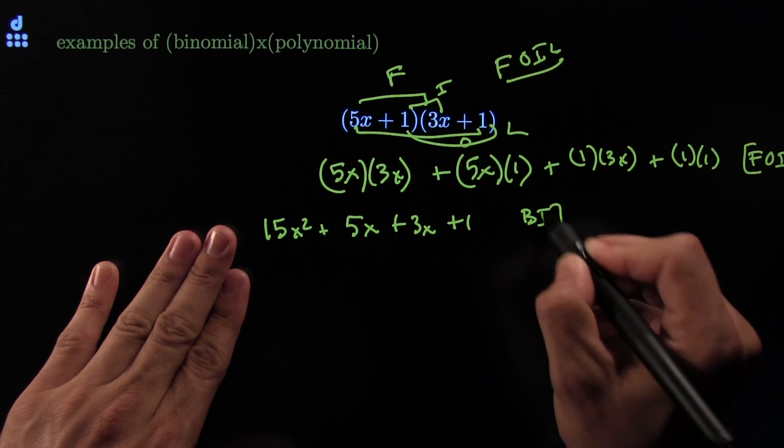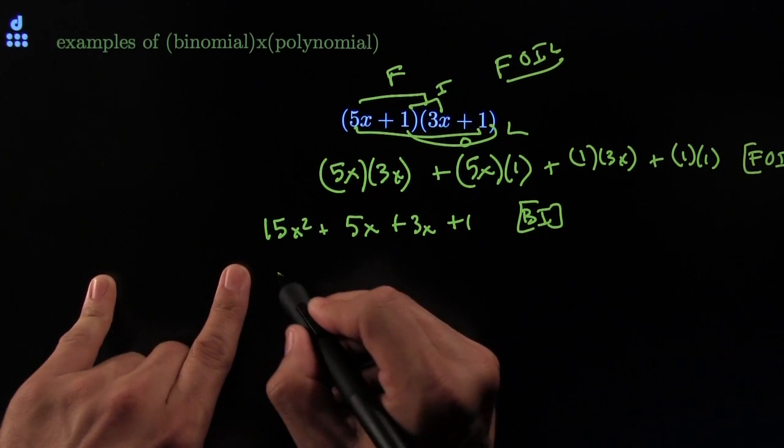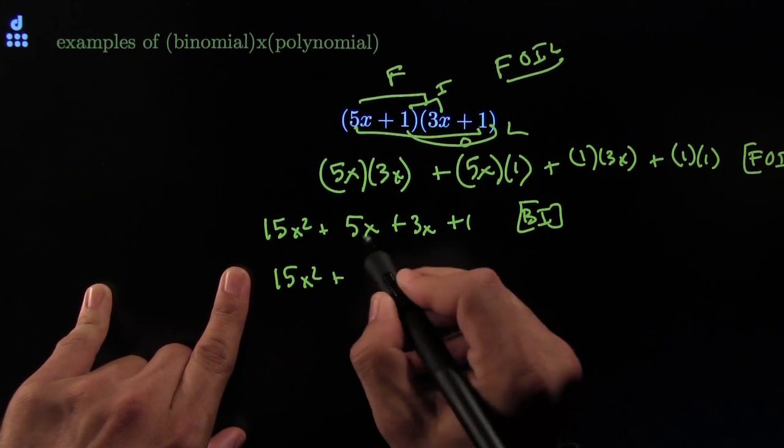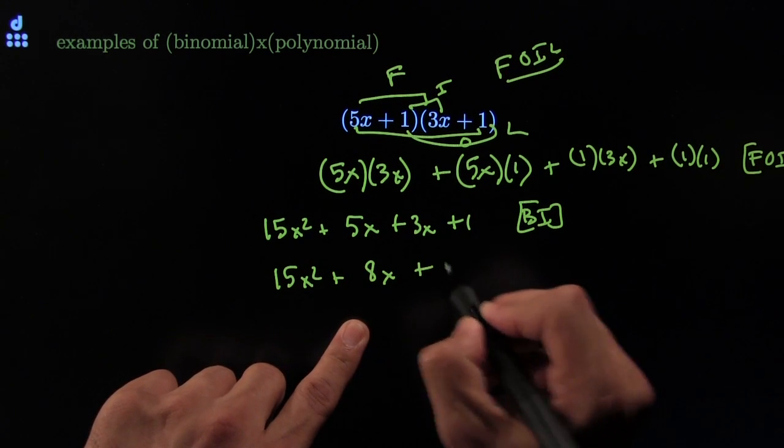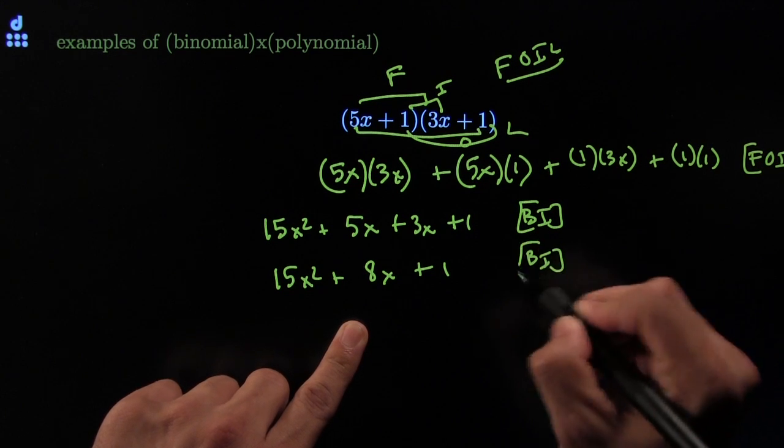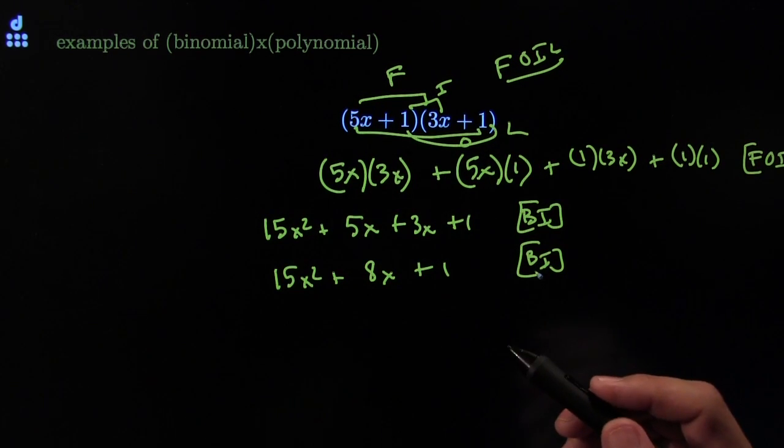This is just by inspection. And then of course you could collect like terms. 15x squared plus, these 2 are like terms, they're both degree 1, 8x plus 1, and there you go, yippee-ki-yay. We did it using the FOIL that we just learned.